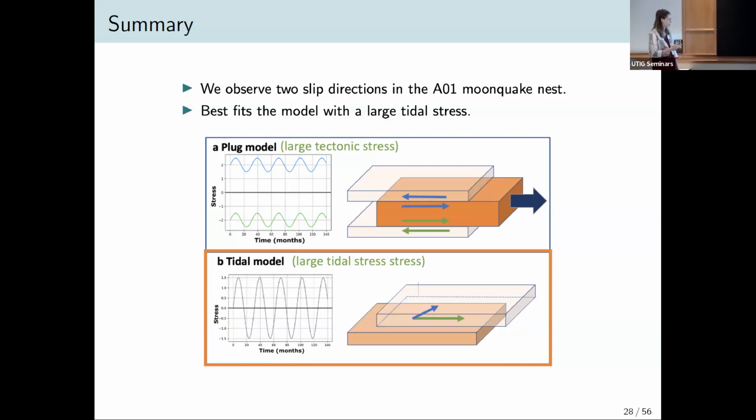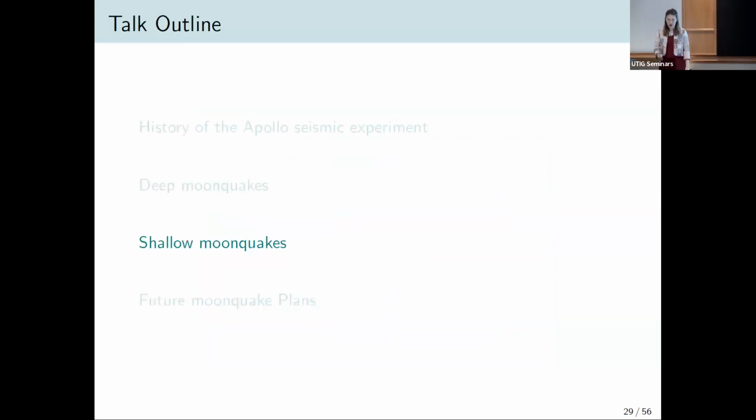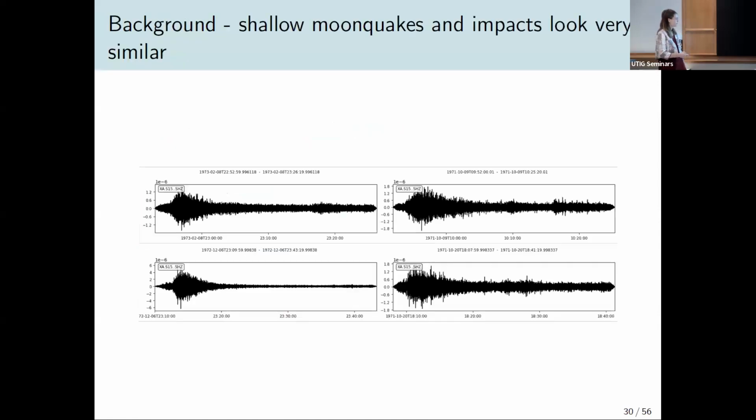Okay, nice. So now I'm going to move on to, that was all work that I did during my PhD. And now I'm going to move on to the stuff that I've been working on since I got here at UTIG on shallow moonquakes. So shallow moonquakes can look quite similar to impacts. And I'm going to leave this slide up for a minute so you guys can look.